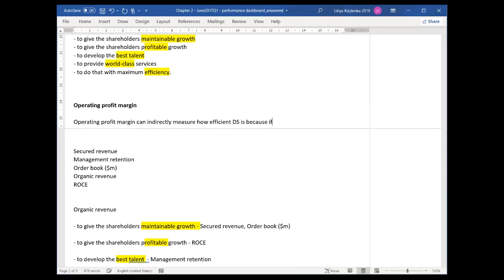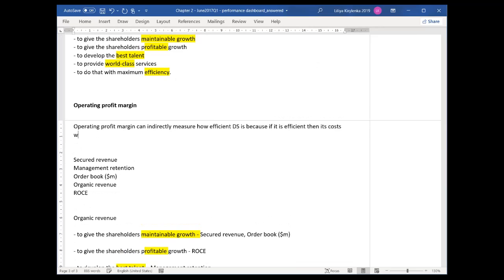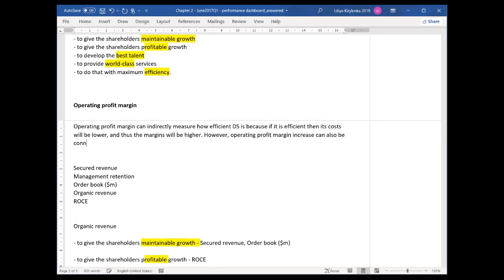Because if it is efficient, then its costs will be lower, and thus the margins will be higher. However, operating profit margin increase can also be connected with the growth in prices.